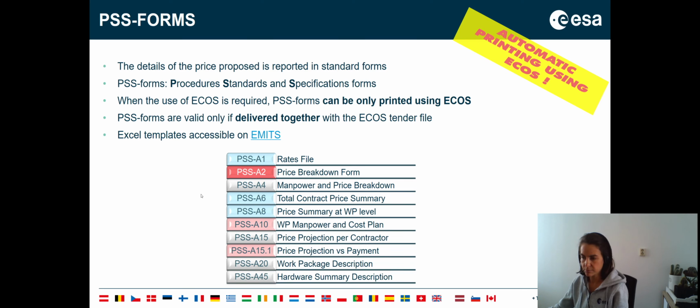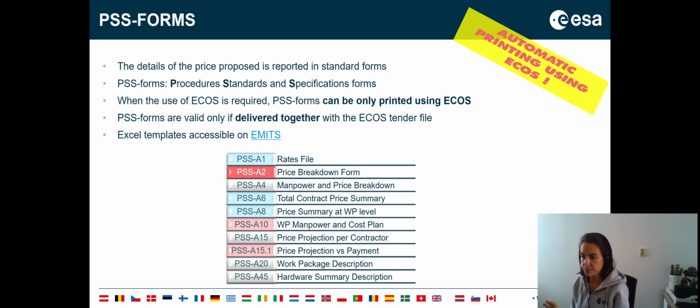So in pink are the mandatory ones, I would say, the most important of them being the PSSA2, which is the price breakdown form. This will be required for any proposal for any project. Then the PSSA 10, the work package manpower and cost plan, is very often required as well, together with the PSSA 15.1, which will show the price projection versus payment.